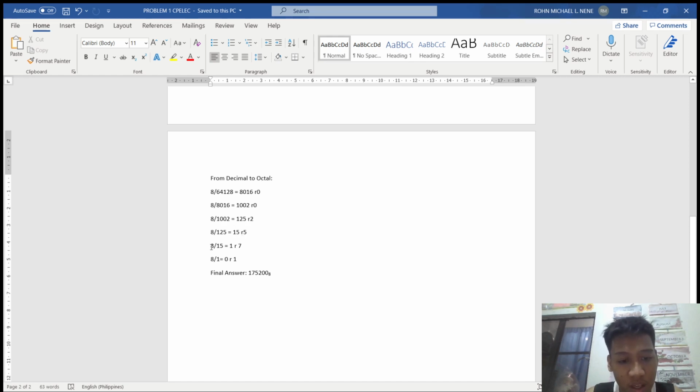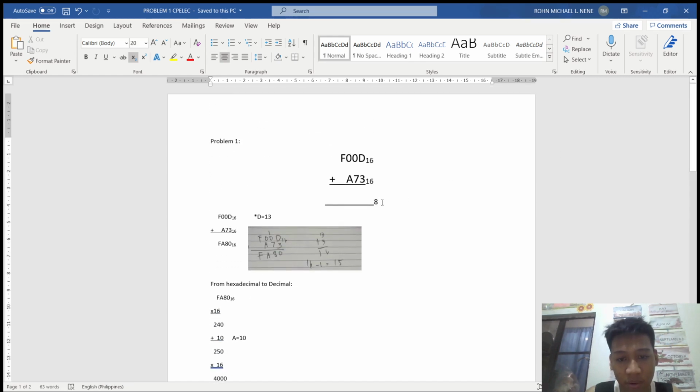Then next, we will be dividing it 15 to 8, and then we will be having 1 and a remainder of 7. And last but not the least, the 1, which will be divided to 8, will be resulting into 0, remainder 1. And if we organize the remainder from bottom to top, we will be having the final answer as 175,200, which has a subscript 8, since our final answer should be octal, which is required here in the problem.